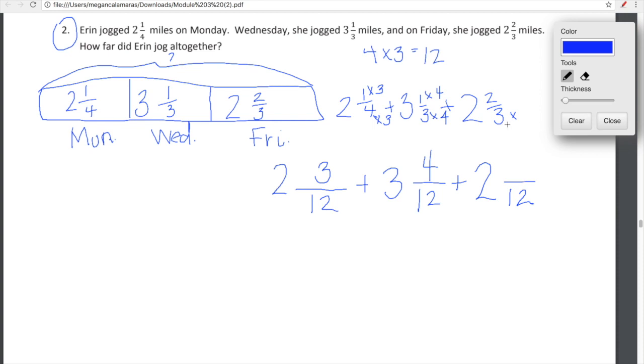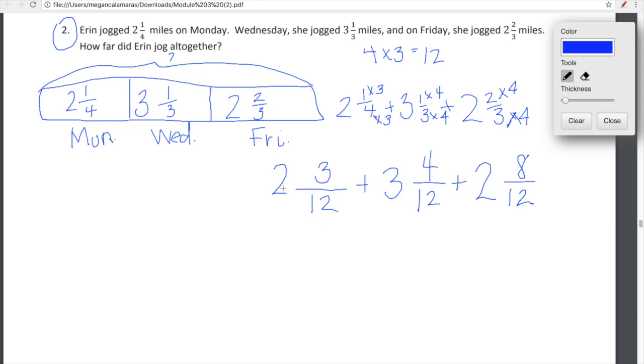Let's finish up with this problem here. We multiplied 3 by 4 to get 12. So that means we also have to multiply 2 by 4. What is 2 by 4? It is 8. Thank you, Kate. Okay, so now we have 3 mixed numbers, each with a common denominator of 12. And now we just go ahead and add them up together.